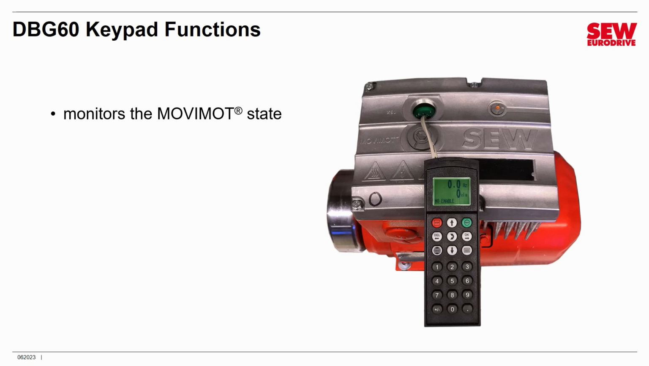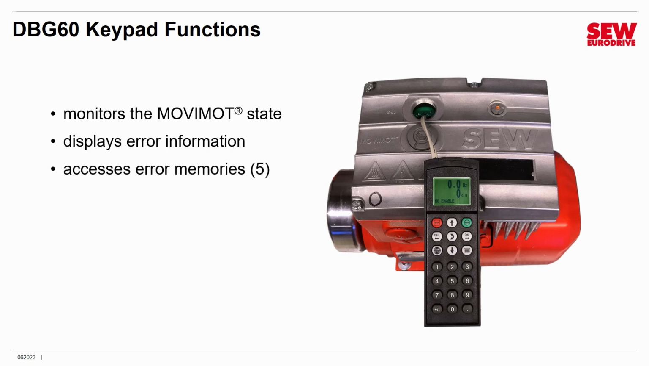So this is a MOVIMOT status display on the keypad. The keypad will display error information, so if something is wrong, you'll get a textual error message. You can also access the error memories in the MOVIMOT. The MOVIMOT actually retains the last 5 errors that have occurred, so you can go back to an error history and see which errors have occurred and what the MOVIMOT state was at the time it faulted. That can be extremely useful if you're dealing with some kind of a diagnostic scenario.